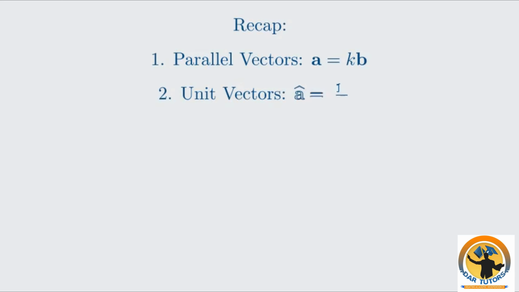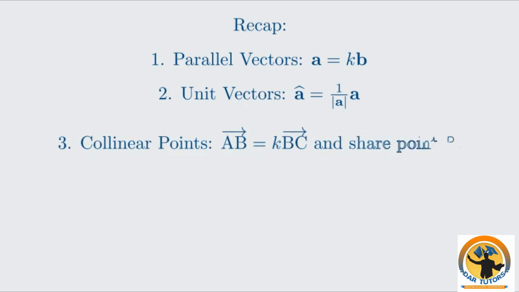We started by defining parallel vectors as scalar multiples of each other: A equals k times B. We then learned how to find a unit vector in the direction of any vector by dividing it by its magnitude. This allows us to create vectors of any desired length and direction. Finally, we combined these ideas to prove collinearity. We showed that 3 points are collinear if the vectors between them are parallel and share a common point.